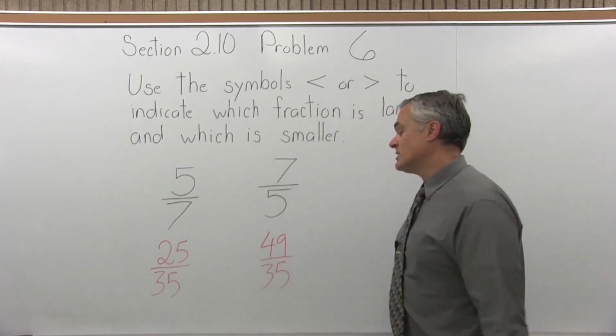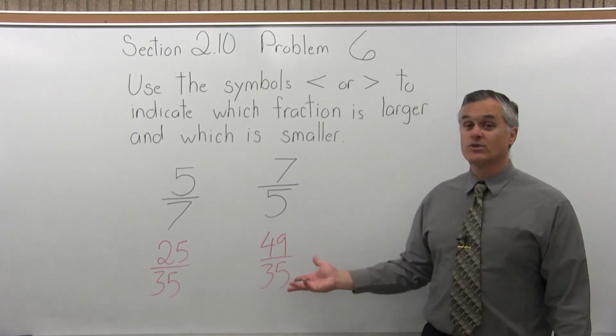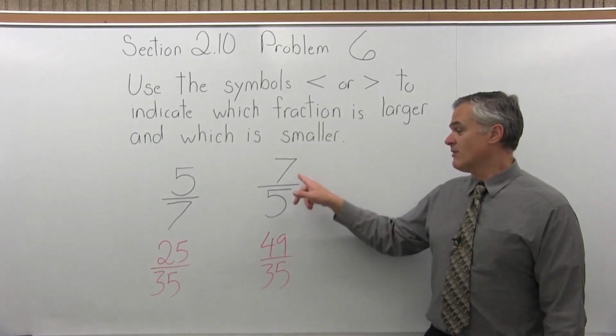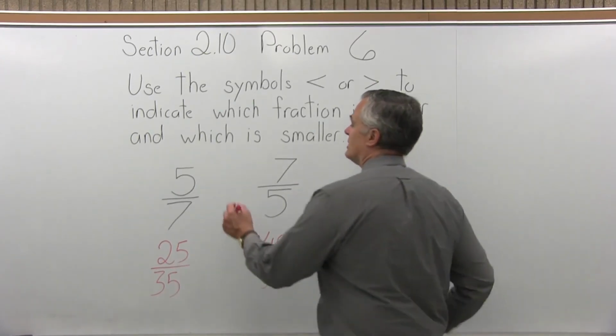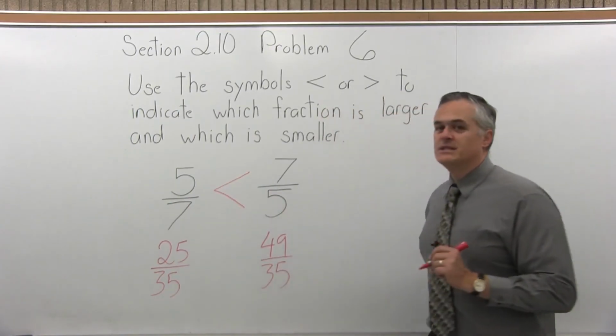Now I ask myself, what's bigger, 25 over 35 or 49 over 35? Well, of course, the 49 over 35 is bigger. That came from the 7/5. So the inequality symbol is written with the open end towards the 7/5.